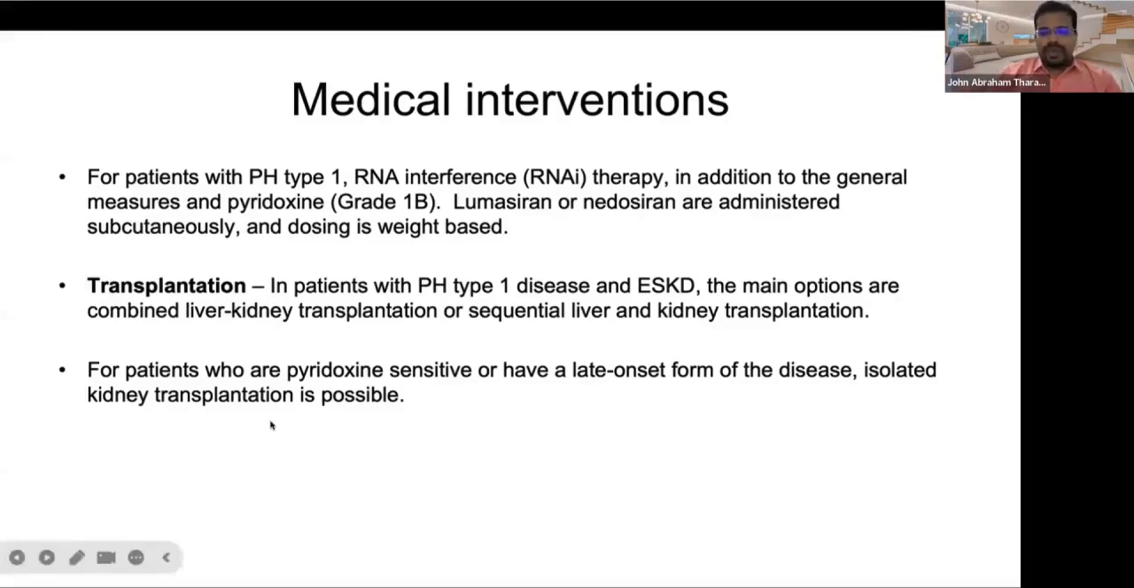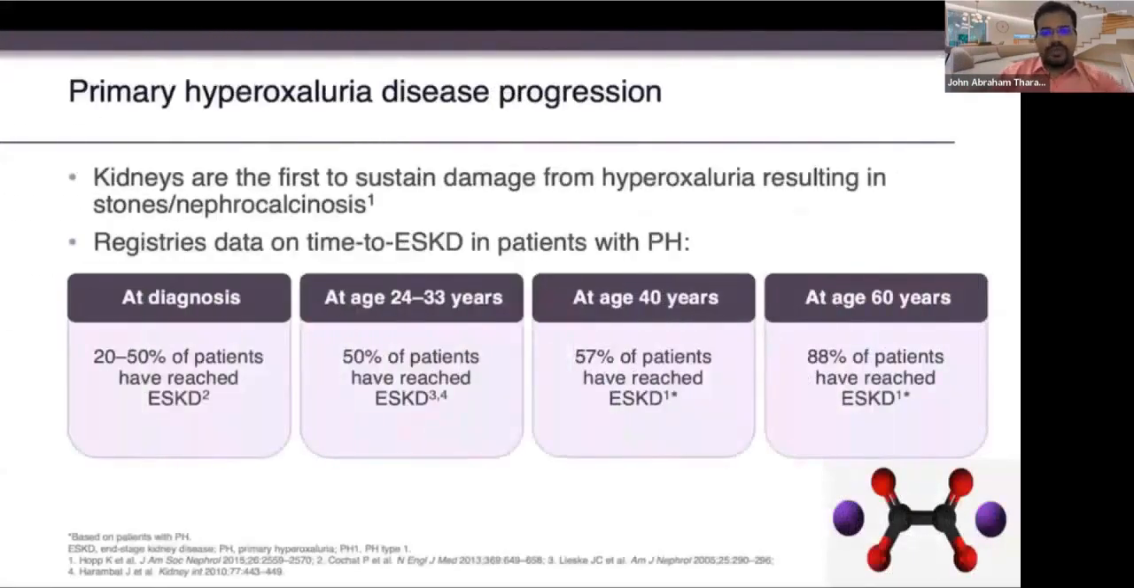Then again, for patients who are pyridoxine sensitive or who have the late onset form of disease, isolated kidney transplant is also possible. So, primary hyperoxaluria disease progression.